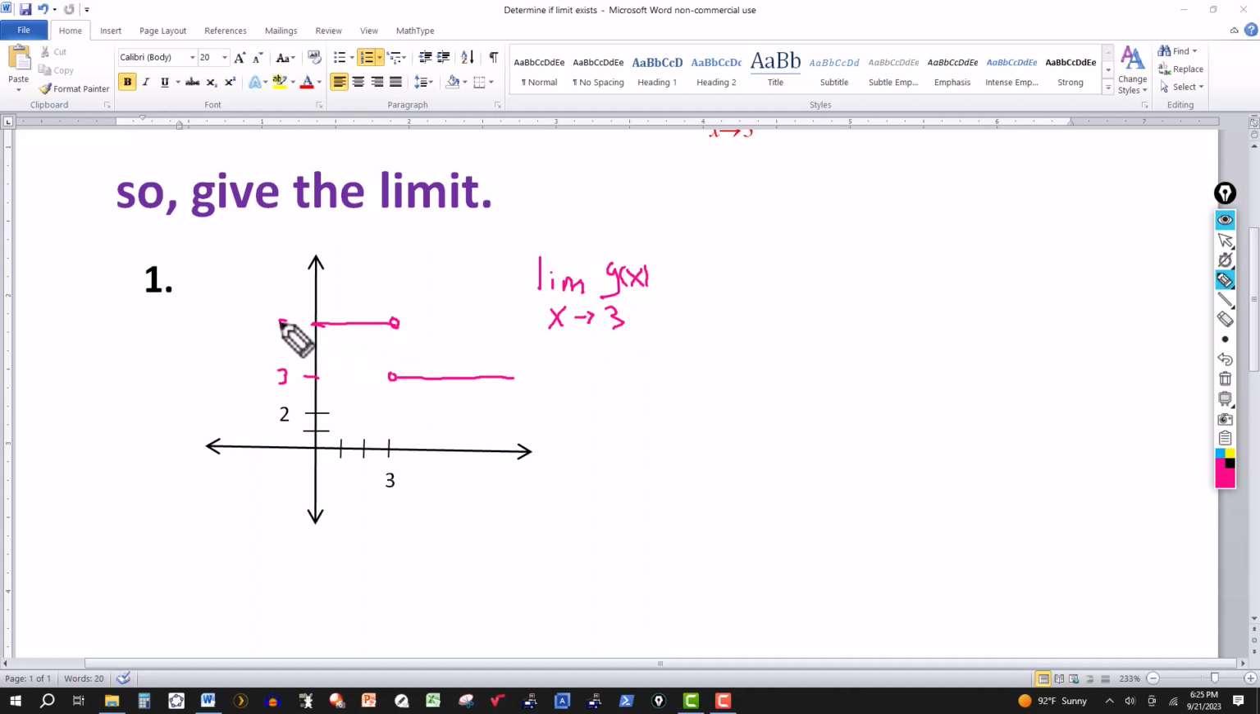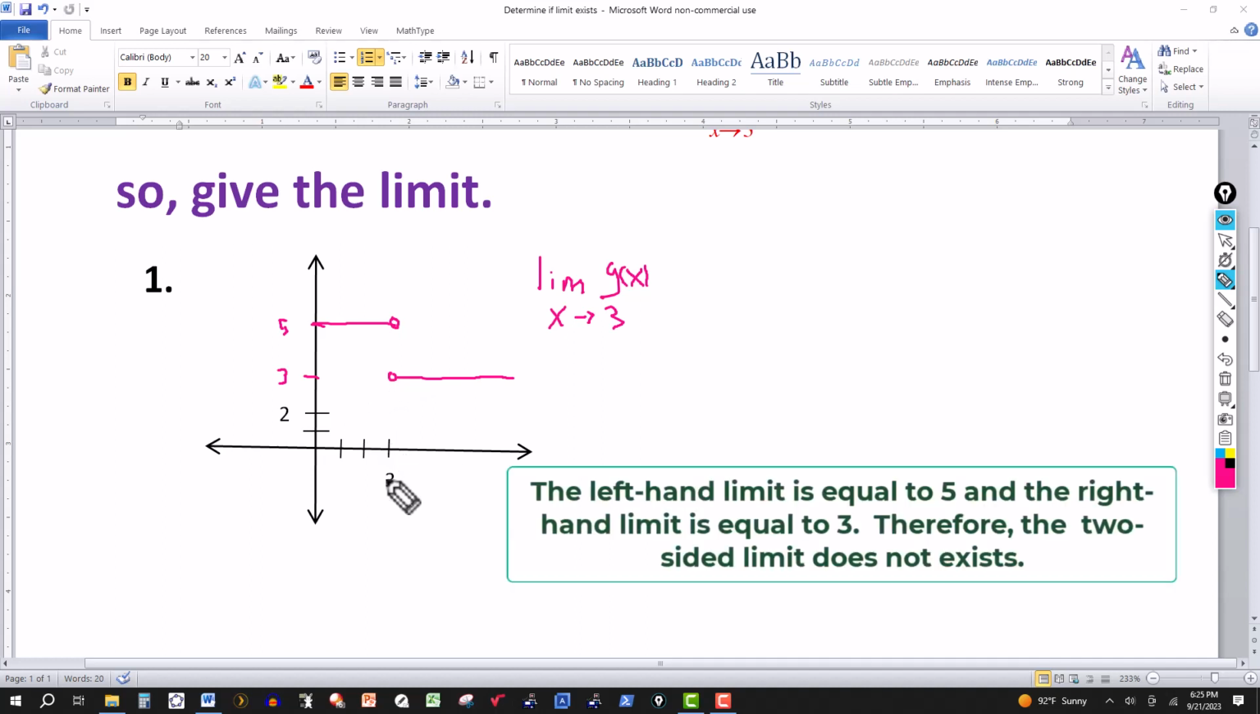If I come in from the left side, x equals 3 from the left, I have to get close to 3 but not quite there, so I go way up. I get this value, so I get 5. The limit is 5 from the left side. From the right side, I come in here real close to 3. If I go up, I have to go 3 units. So the limit from the right, as x approaches 3, is equal to 3. So no limit for this one, or I can say the limit does not exist.